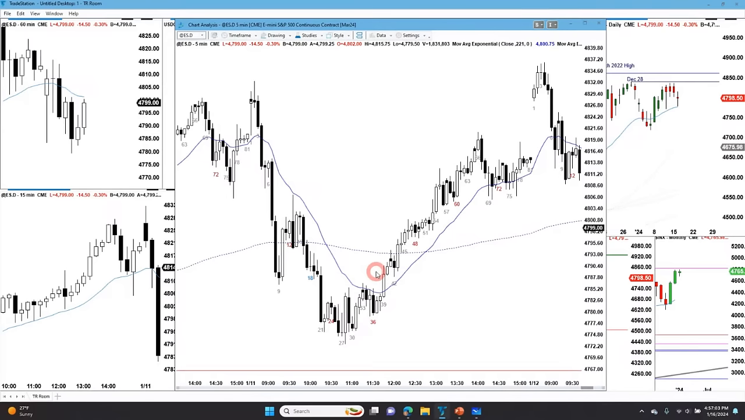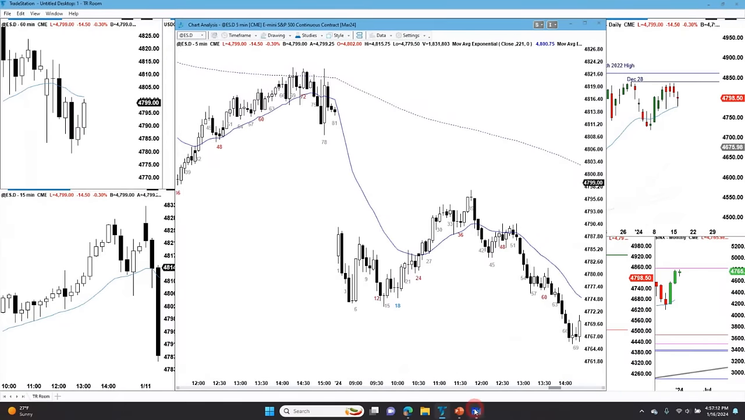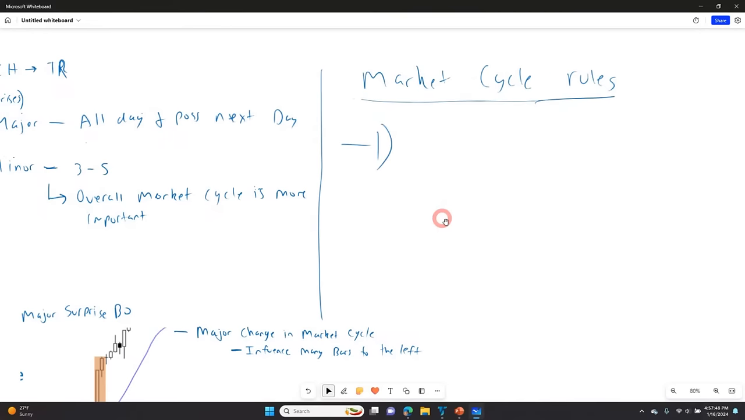So I want to talk about a few things regarding the market cycle. Let me pull up the whiteboard here. Call these the market cycle rules. You can call them rules, you can call them guidelines, whatever your preference is. Rule number one of the market cycle is, when you're unsure, it's best to assume that the market is in a trading range. Assume trading range and wait.